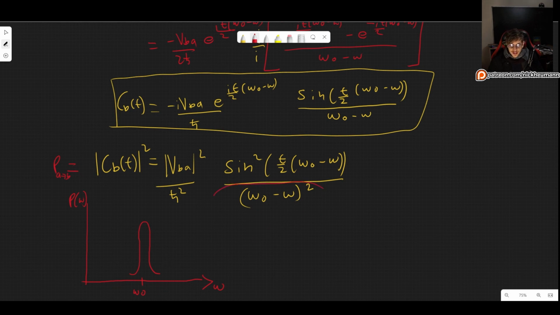Because this will become larger and larger as omega 0 is either much smaller than omega or much larger than omega. So that means that the expression will become larger, but it's still oscillating. So it will continue to oscillate, but just become smaller and smaller. So that means that the probability of transition is going to be the highest when the frequency of the electromagnetic perturbation is very close to this natural frequency of our system.